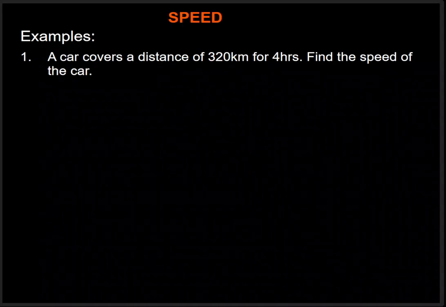So we are still on speed. In today's class, we're going to be solving problems in speed, applying the formulas we looked at in our last class. So let's jump right into it.